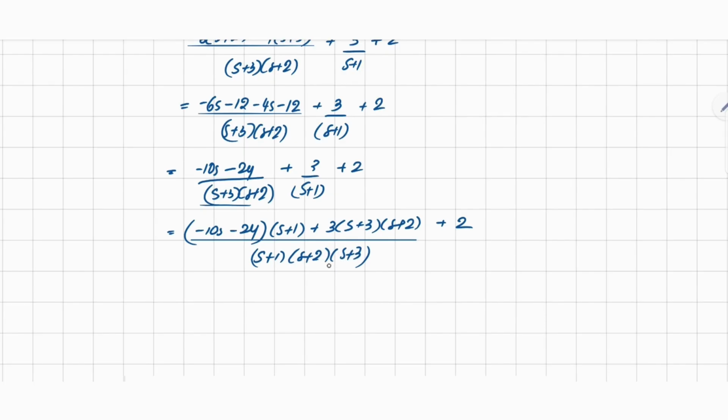Here again we can cross multiply the denominator to 2 to get a common denominator, and we can simplify the brackets, or simplify the numerator, at the same time. So we get minus 10s squared and minus 10s minus 24s minus 24 plus 3 times (s squared plus 2s plus 3s plus 6) plus 2 times (s plus 1) times (s plus 2) times (s plus 3).